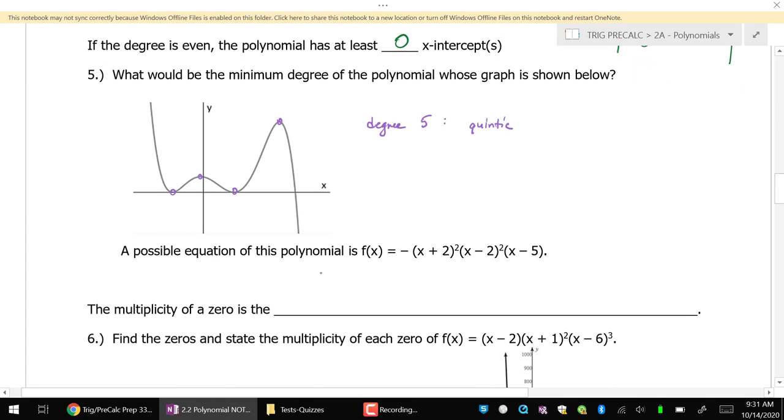A possible equation of this polynomial is given here. And look at the degrees. I have an x squared, and then an x to the first. If I add up all those powers, we're going to get a total of x to the 5th. So there's my degree 5.